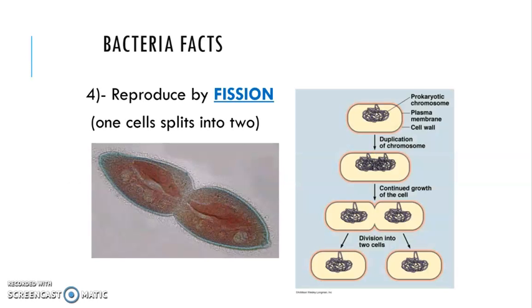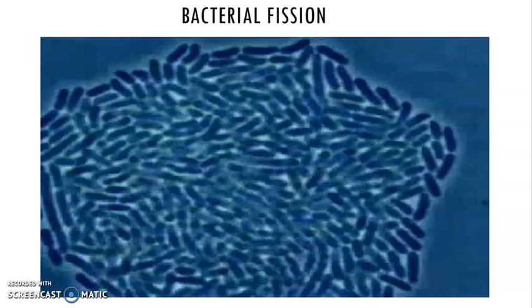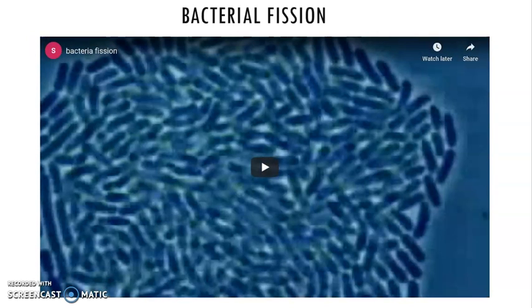Now, I talked about reproducing of bacteria. Let's look at how they do that. One bacteria cell starts to pinch in the middle, like you see in this picture on the left, and it splits into two. Then those two bacteria cells grow until they are full sized, and then they'll split again. This process is known as fission. Let's watch this video of fission.